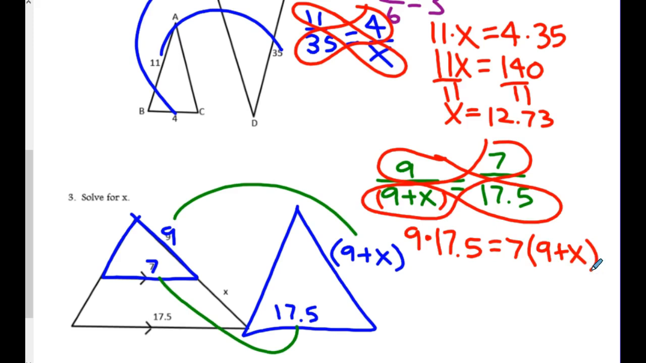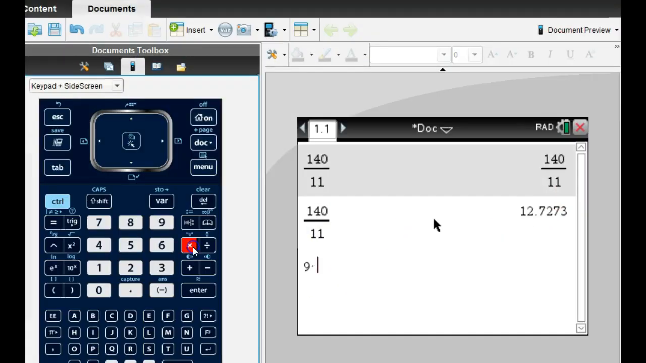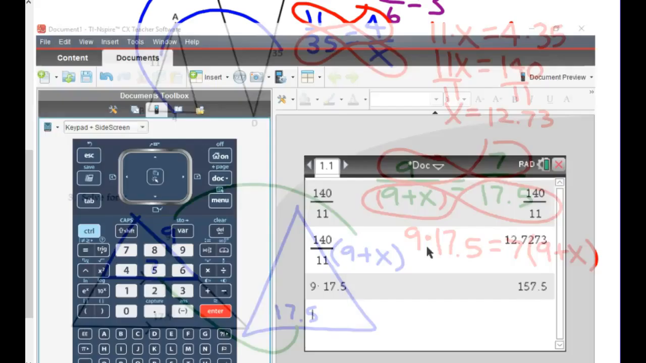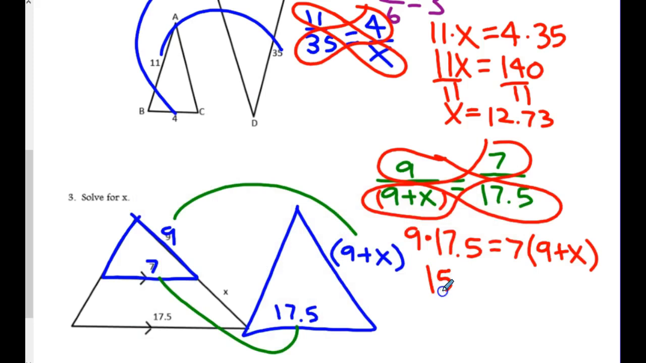Again, it's kind of weird, but you can do it, because now we're going to do the multiplication. 9 times 17.5 is 157.5. And then, what do we do right here with this parentheses in this number? Distribute. 7 times 9 is 63. 7 times x is positive 7x. Okay?